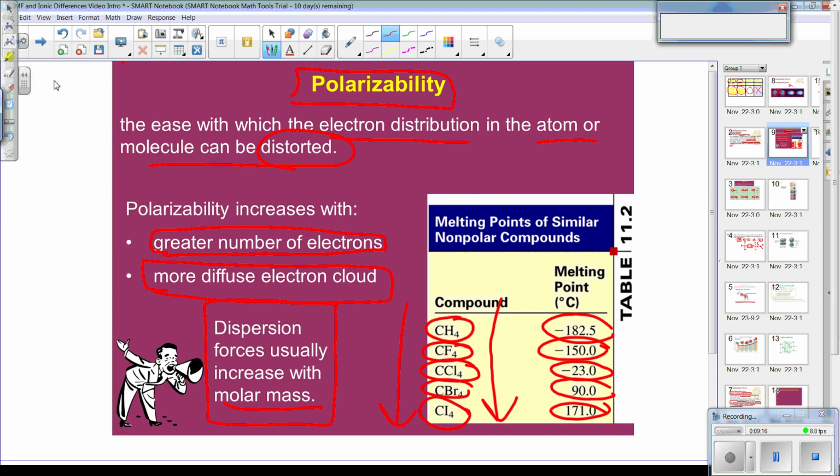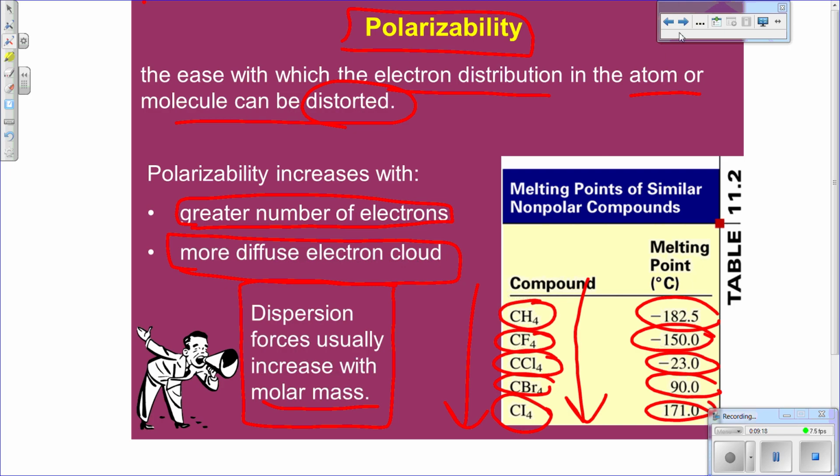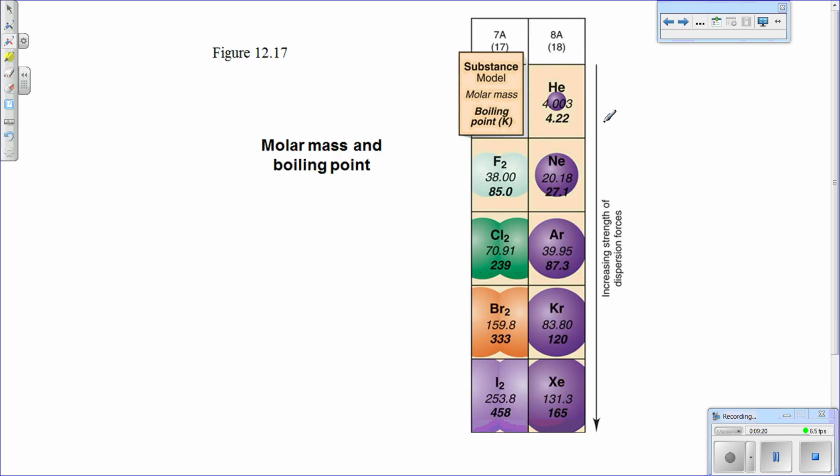Back to full screen. Here we go. If you look right here, here's a perfect example: molar mass and boiling point. Remember the relationship? As molar mass increases, the number of electrons increases, and that's the key thing you need to know, the number of electrons.